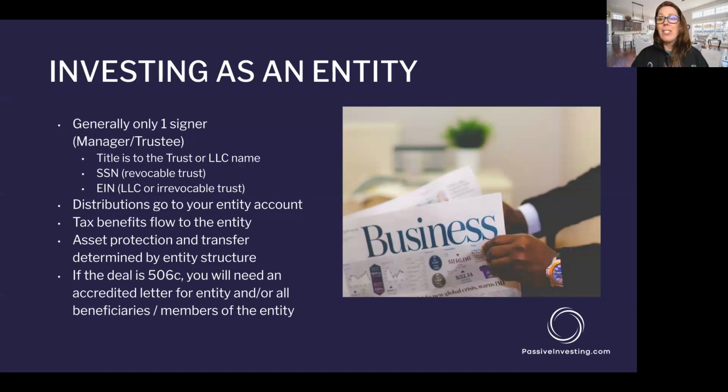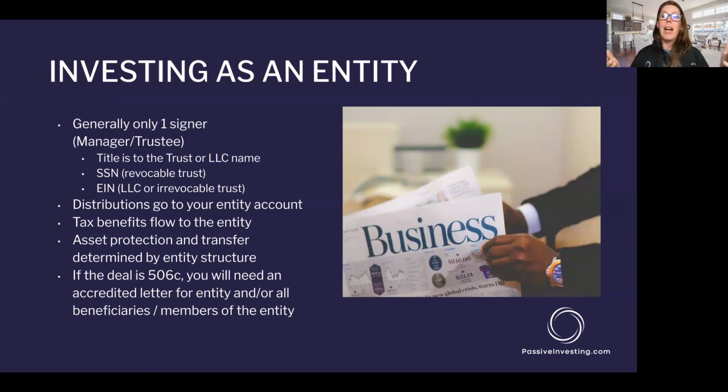And again, if it's a 506(c) deal, then an accredited investor letter would be required for the entity itself or for all managers, beneficiaries, or members of that entity. So if you're investing through a trust, and it's a husband and wife with a revocable trust, that's totally fine, but both the husband and wife would have to produce a letter, right?